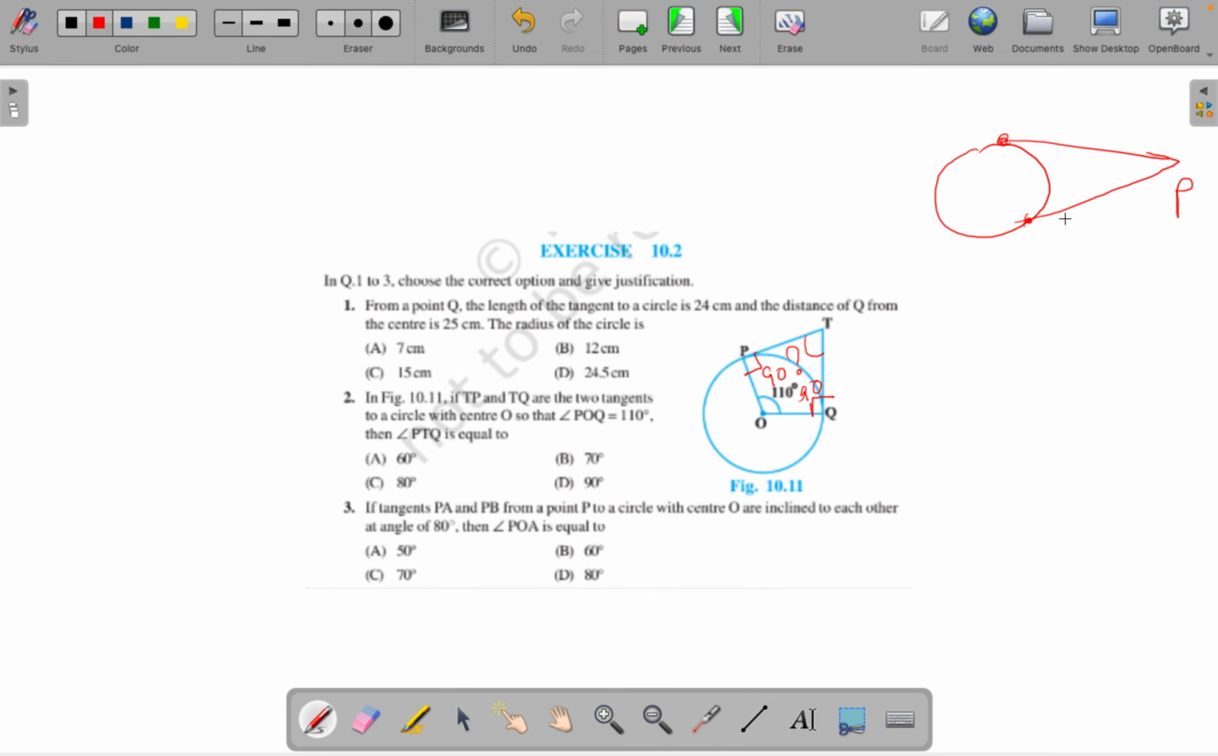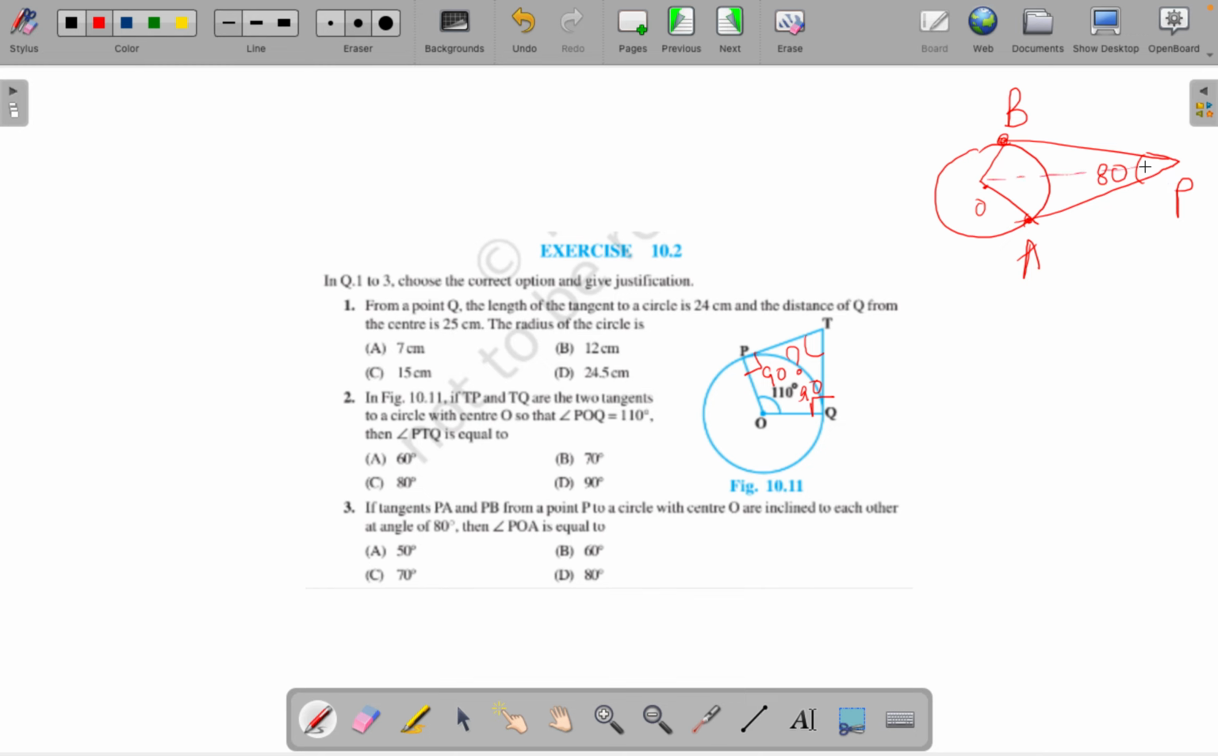तो अगेन पी ए पी बी कॉमन पॉइंट, टैंजेंट है, इंक्लाइन टू ईच अदर. ओके, if PA and PB from a point P to a circle with center O are inclined to each other at an angle of 80 degree, find angle POA.